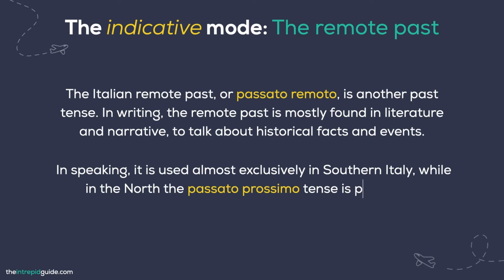The next Italian tense is the remote past. Now, the Italian remote past, also called passato remoto, is another past tense. In writing, the remote past is often found only in literature and narrative, and to talk about historical facts and events. In speaking, it is used more exclusively in southern Italy, while in the north, the passato prossimo tense is preferred. Here are some example sentences.